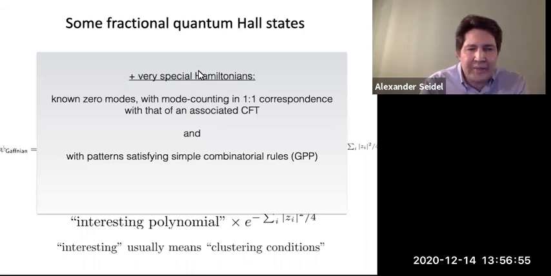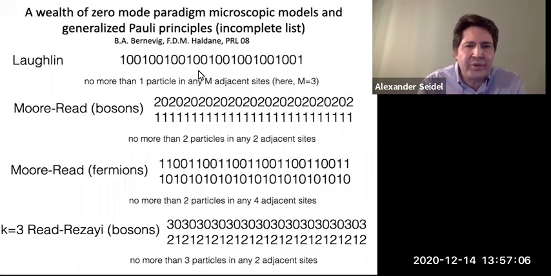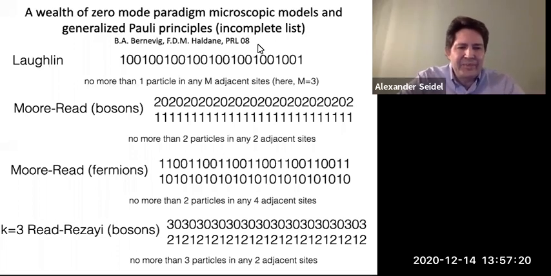And also all these zero modes can be shown to be in one-to-one correspondence with some simple pattern satisfying a simple combinatorial rule. So this is a slightly different list of states for which Bernevig and Haldane established this in 2008. For all these states, and actually many more, we have a reasonably simple combinatorial rule, a generalized Pauli principle, such that mode counting is equivalent to counting all states satisfying this rule.